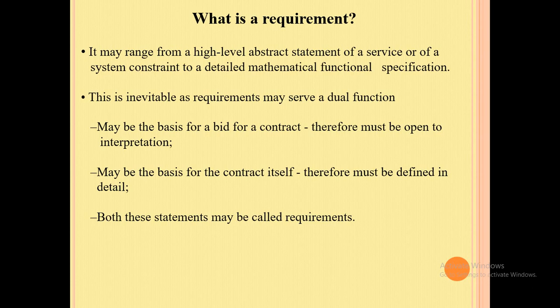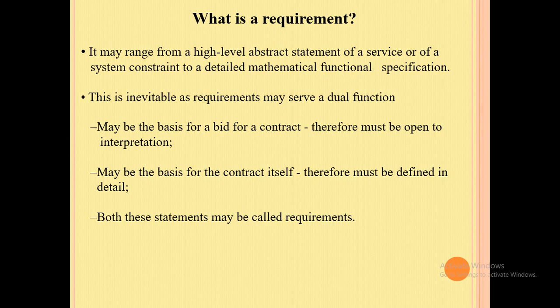Now let's understand these statements. First, it may be the basis for a bid for a contract. So if you want your software to be made by a company, you're going to approach one or more companies for your requirements. So you have to be very clear with your requirements, then only you're going to get the bid for your particular project. Second, it may be the basis for the contract itself, like if I want to bid for a particular software, then also I have to know the detailed description about the software. So requirement plays a vital role in understanding what the requirements of your software are.